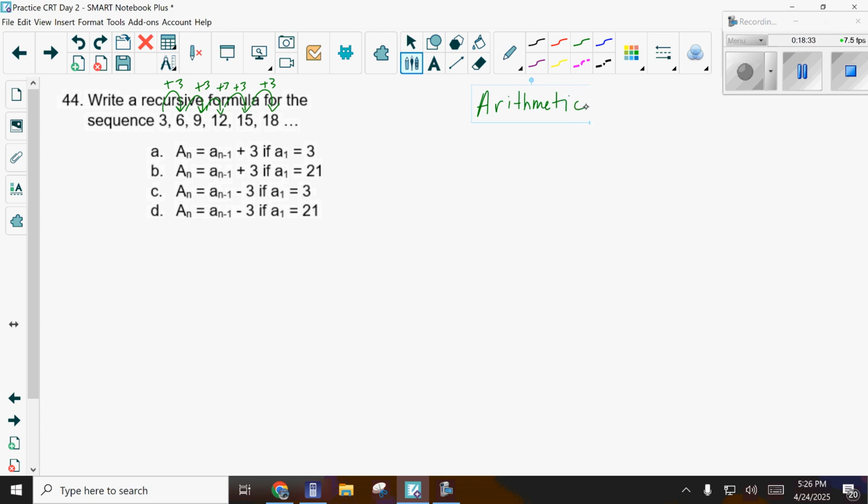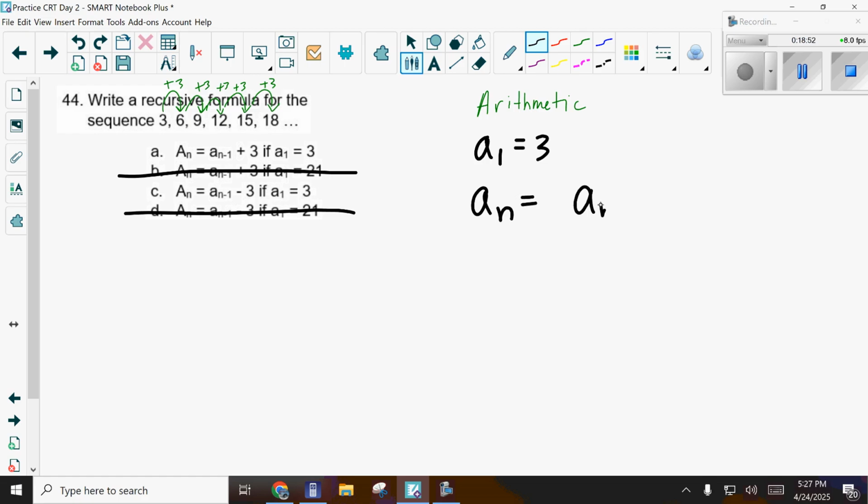Okay, so if I'm going to write a pattern for this, I need to define where to start. That's going to be A1. So A1 has to equal 3. So just from that, we can get rid of this choice and this choice. Now we have to say the next number is found by taking the previous number, n minus 1 is the previous number, and then attaching the +3. So that's going to be choice A.